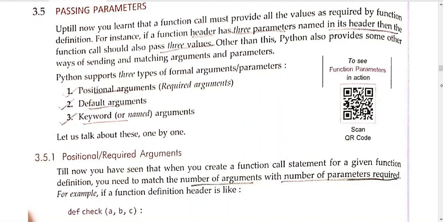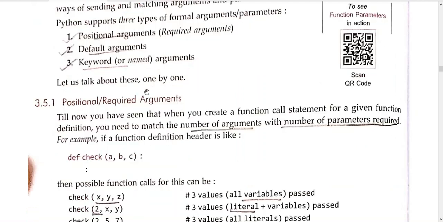So today's topic for computer class is passing parameters to a function. There are three ways in which we can pass our parameters. One is with the positional argument, second is with the default arguments, and third is with the keyword arguments. Okay, so let us discuss these three cases one by one.